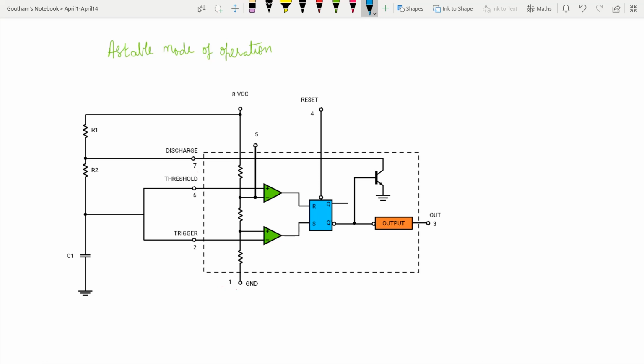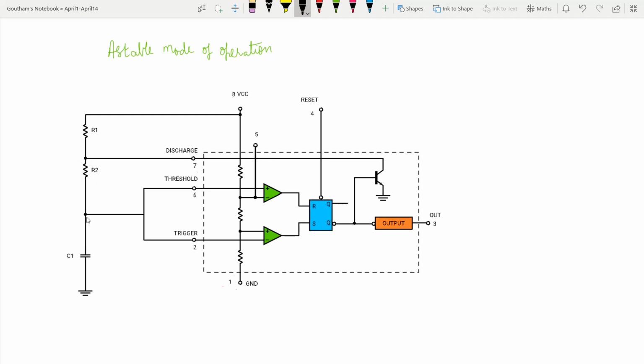Yeah, so in this video, we'll be looking at the astable mode of operation of our IC555, or the 555 timer. These are all the external connections that we put. When we want the IC555 to be in astable mode, you can see there are three extra components: this resistor R1, this resistor R2, and this capacitor C1.